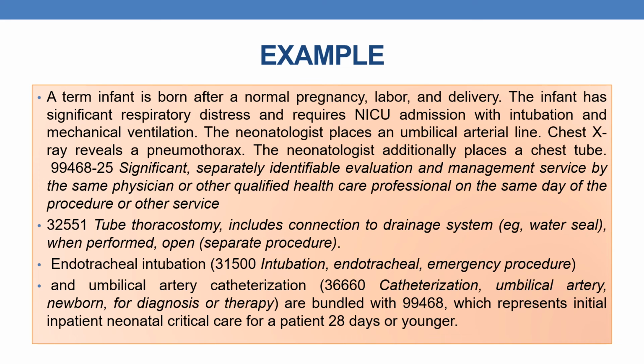Now let us see an example. A term infant is born after normal pregnancy, labor and delivery. The infant has significant respiratory distress and requires NICU admission, intubation, and mechanical ventilation. The neonatologist places an umbilical arterial line, chest X-ray reveals pneumothorax, and the neonatologist additionally places a chest tube.